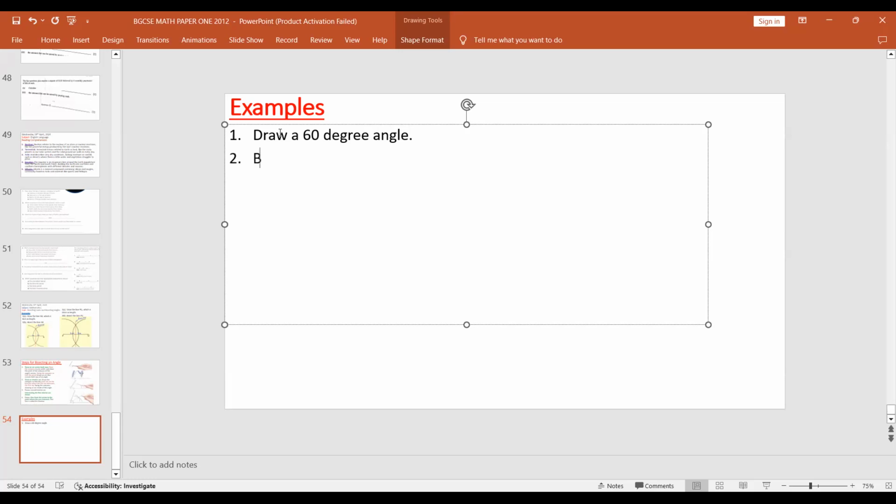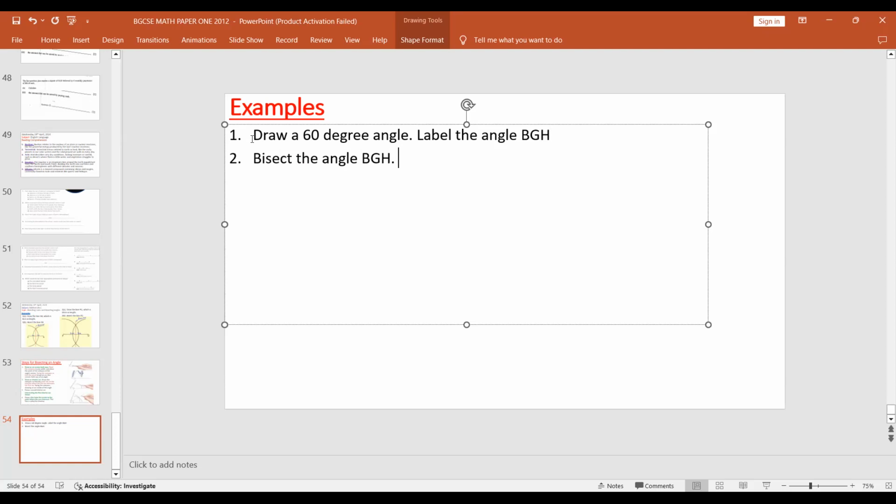And then you want to bisect. Draw the angle, label the angle BGH. Bisect the angle. BGH.